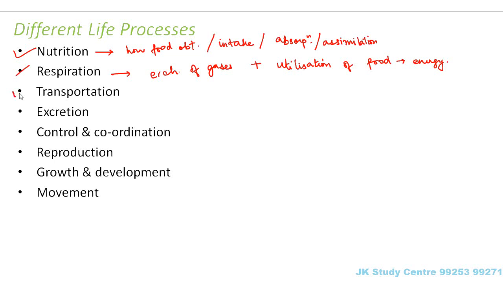Now the third one is transportation. So now we have taken in food, we have also produced energy out of that food. Till there it is fine. Now the thing is, the body, especially in the case of multicellular organisms, is quite complex, right? It is not that simple. You have so many cells inside that body, and each and every cell needs energy to perform its activities, right?